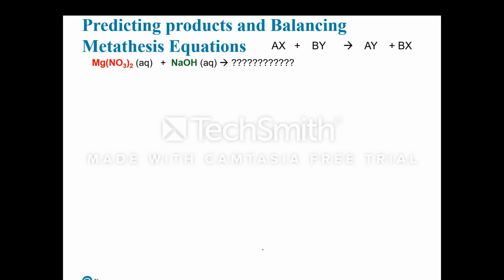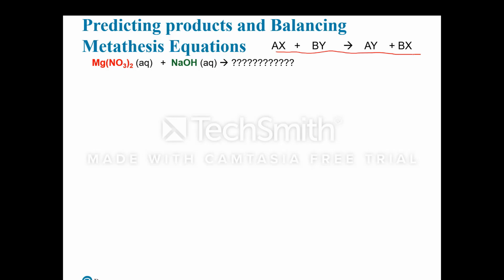Let's talk about how the metathesis reaction works. The cation of one component switches places with a second cation in a reaction. Look at this generic reaction right here. AX plus BY produces AY plus BX. Notice the only thing that happened is that the A and B switched places. The A was paired with the X and is now paired with the Y. And B was paired with Y and now B is paired with X.